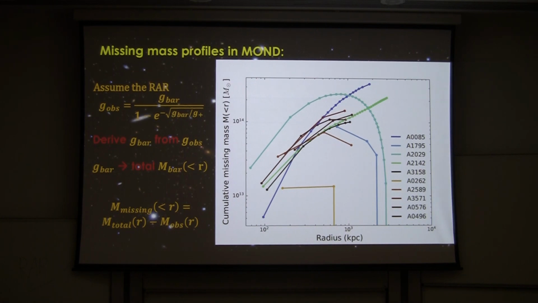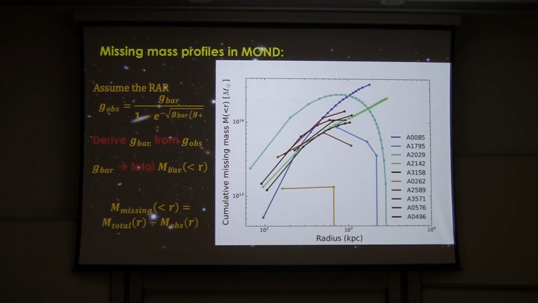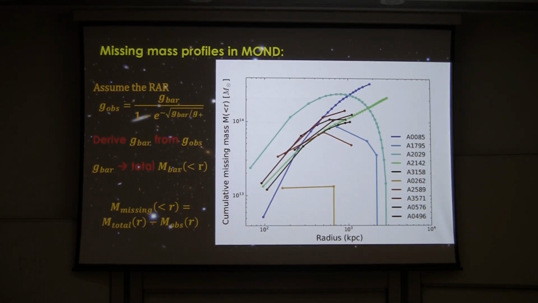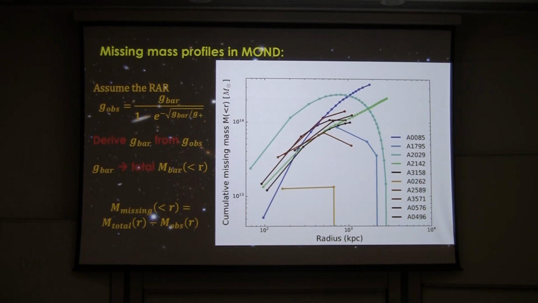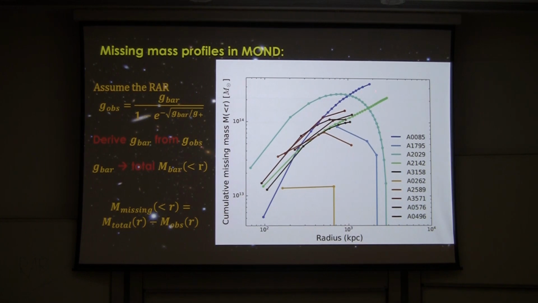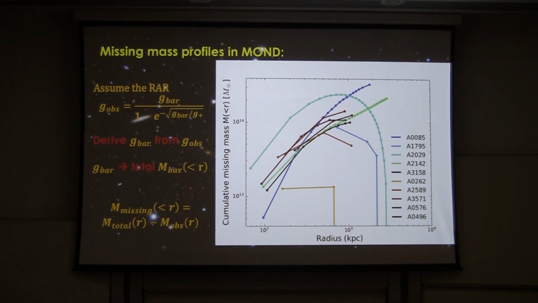And not all of those clusters, for these five clusters, A1795, or these small clusters, among the 10 clusters, 5 of them are problematic, but the other 5 are fine. Like for A0085, this is fine. You have enough room to add additional mass. No problem for MOND, at least at this moment.